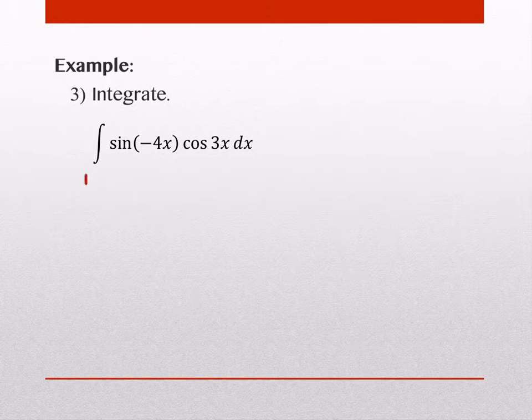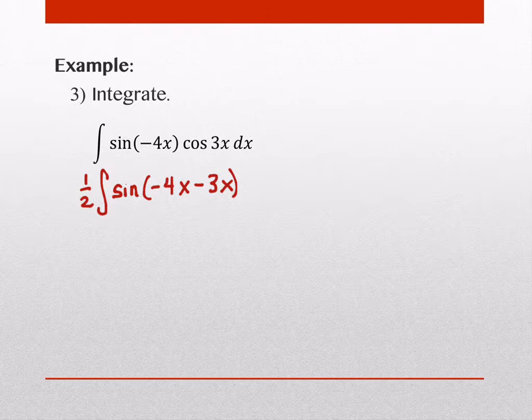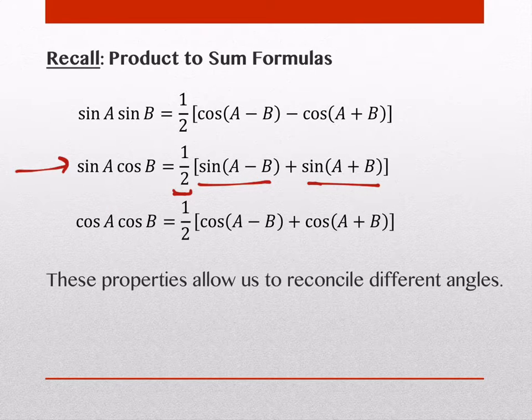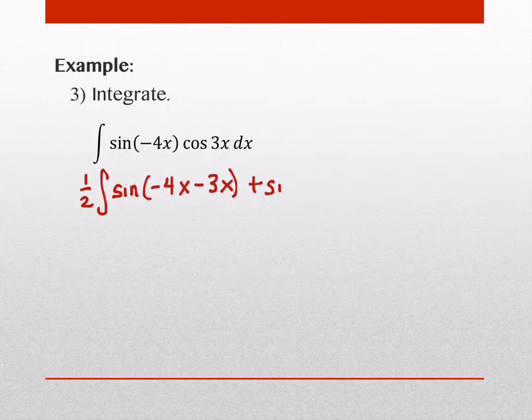So I have an integral. I've got a 1/2 of the integral. I have sine of the angles subtracted. So this is negative 4x minus 3x. And then I'm going to do the angles added. It's plus the sine of negative 4x plus 3x.